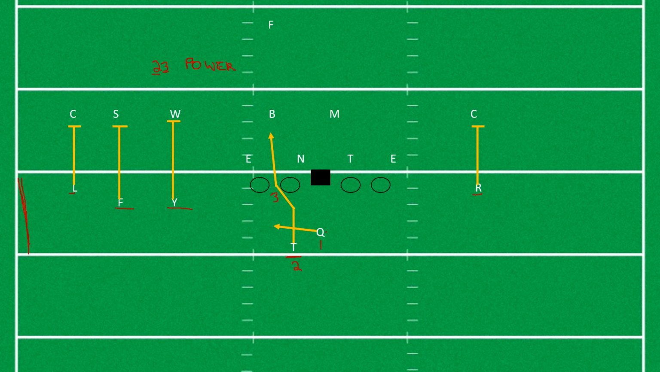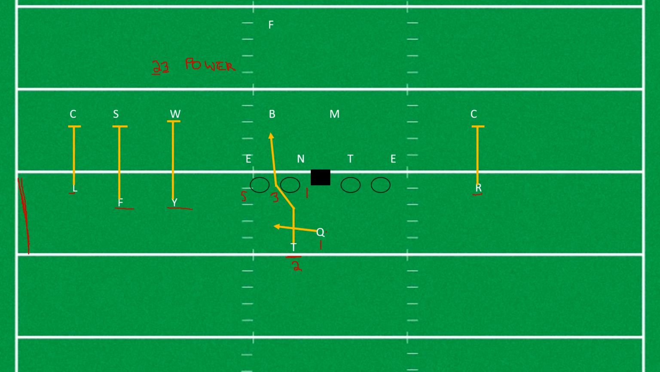So the hole numbering system is very simple. The odd numbers correspond to the left side of the line. So between the center and the left guard is the 1-hole. Between the left guard and the left tackle is the 3-hole, and outside the left tackle is the 5-hole. So they're all odd numbers.